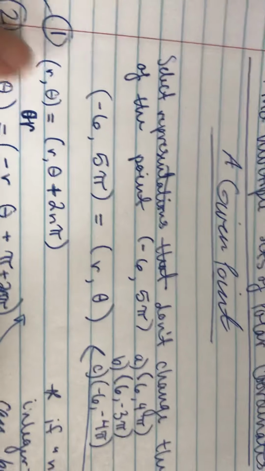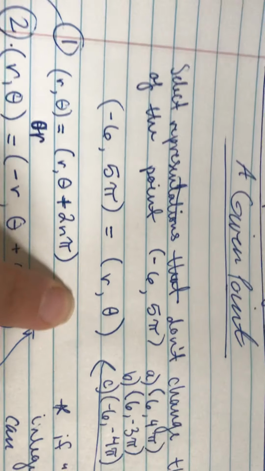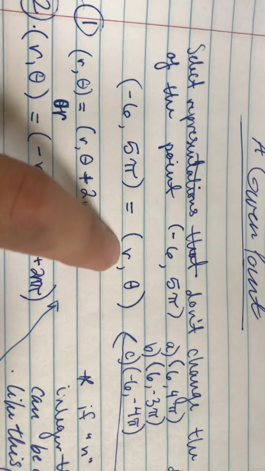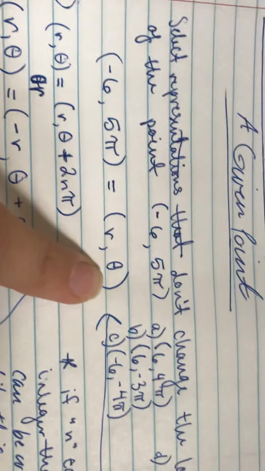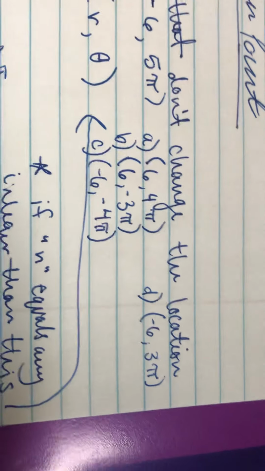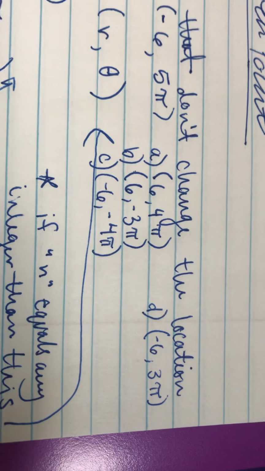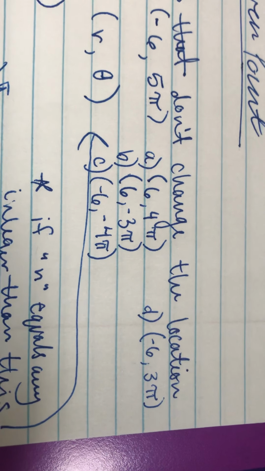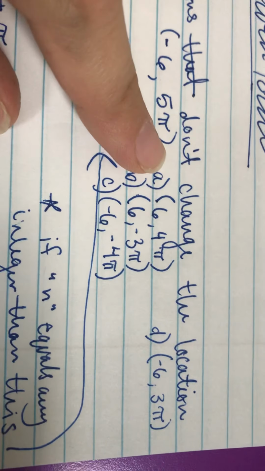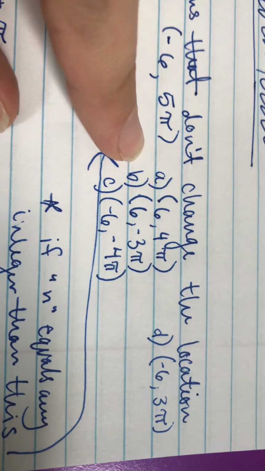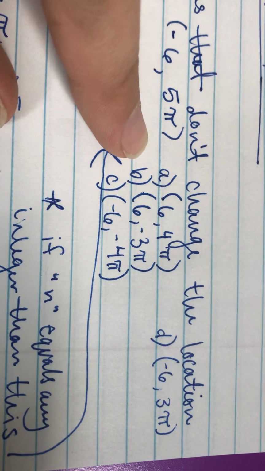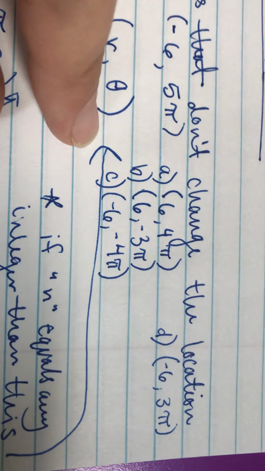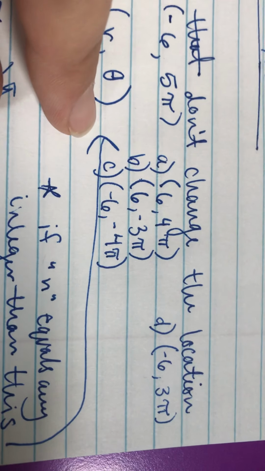And so it's good to remember that (-6, 5π) equals (r, θ), so the radius and theta. So these are our options to choose from when we finally get done with the formulas. We have A, (6, 4π), B, (6, -3π), C, (-6, -4π), and D, (-6, 3π).